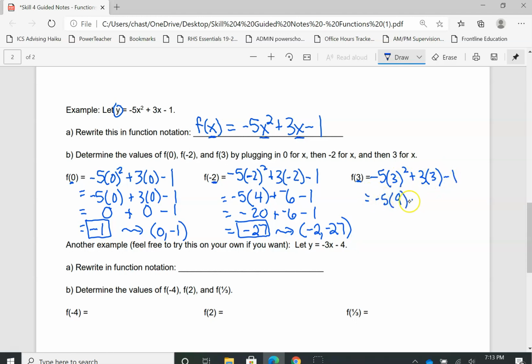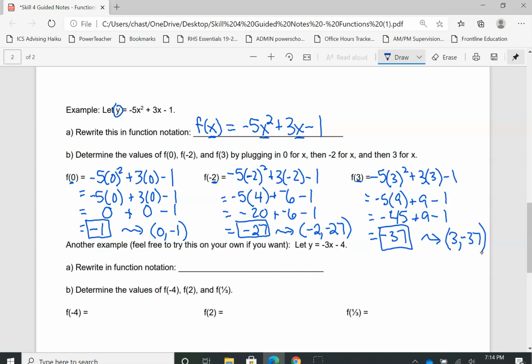I'm going to do this one a little bit faster because you should hopefully know how to use your order of operations. If I'm going too fast, please make sure that you pause your video and catch up. Although right now I'm going to use a calculator because I don't feel like doing mental math right now. Alright, -37. So this implies that (3, -37) is a point on the graph.